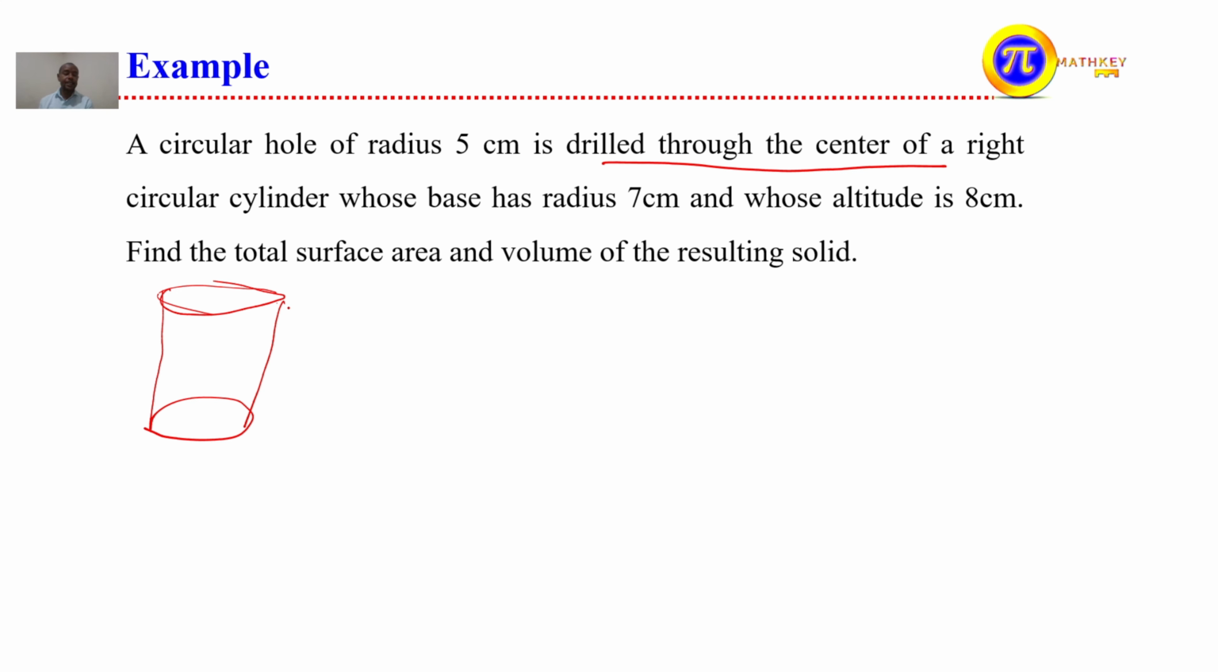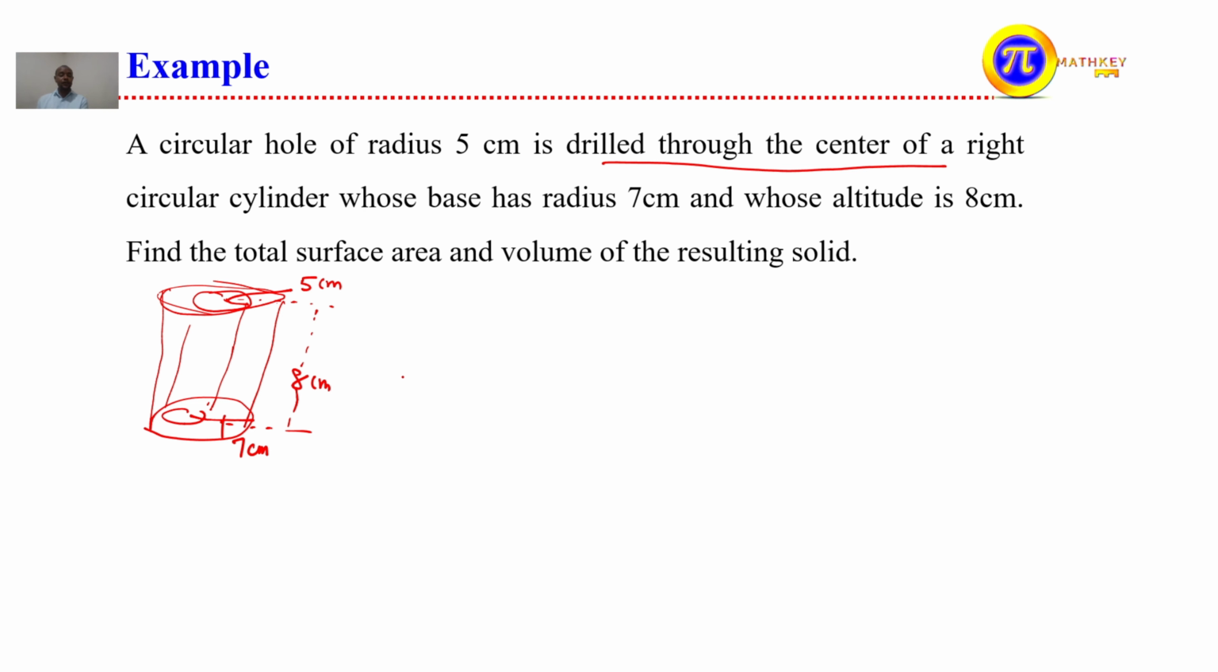So here is a circular cylinder. If we drill out the inner part, here the radius of this one is what? Let's take this as 5 cm. So we drill this out from the same cylinder, and here we have the remaining part. From the center to the outer edge, the radius of the larger circular cylinder is 7 cm. The height in between is given as 8 cm.